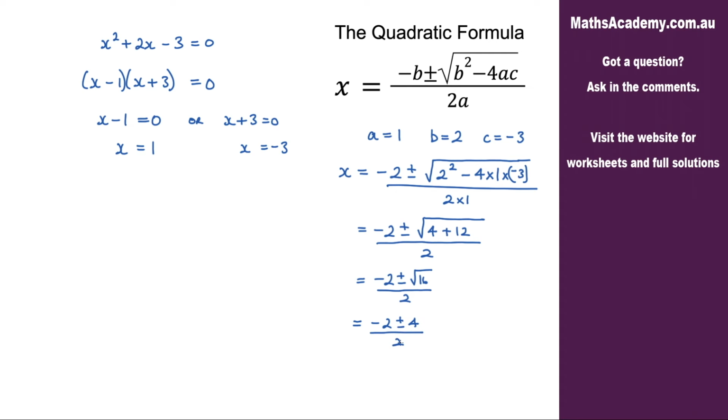That is over 2. The two answers we get here then is -2 plus 4. That's 2, and 2 divided by 2 is 1. And the other answer would be -2 minus 4, so that would be -6. -6 divided by 2 is -3. And as you can see, these two answers here are exactly the same as we got up here.